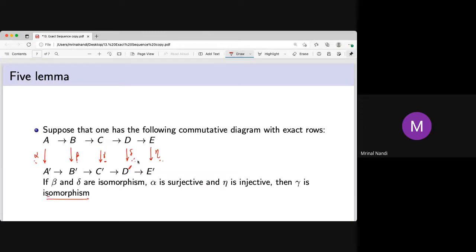So if beta and delta are isomorphisms, alpha is surjective and eta is injective, and the two rows are exact, and this diagram commutes. By the way, the diagram must commute. Then gamma is an isomorphism. That is an important lemma. It's called the five lemma. So this is the end of this lecture, and this is the end of this course also.